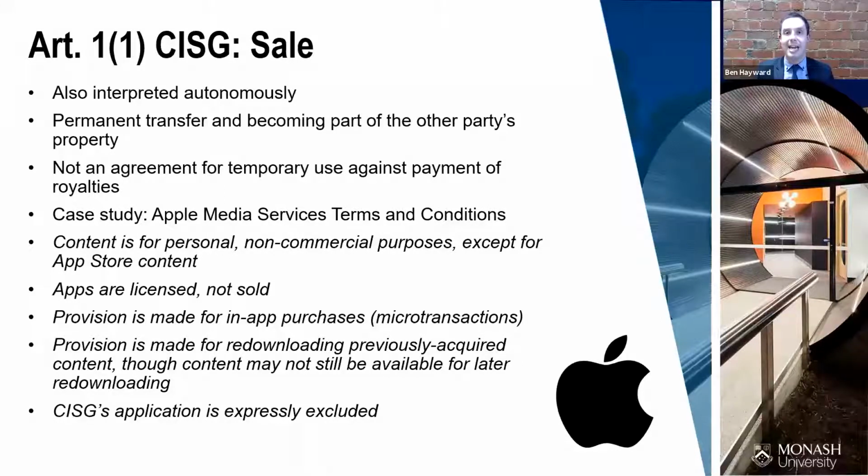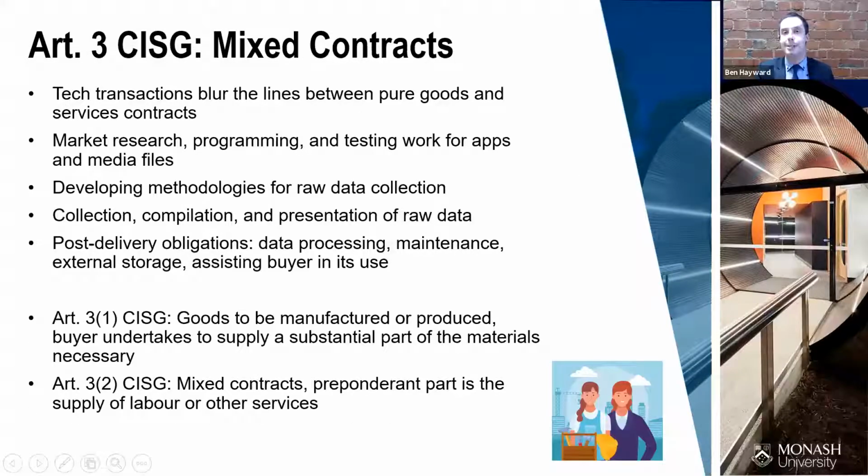that will tell us whether or not these digital assets are in principle within the CISG scope. This sale requirement will tell us whether individual contracts are or aren't within the convention's regime. And the same is true for Article 3 of the CISG and its rules on mixed contracts. These are particularly important because tech transactions are seen as blurring the line between pure goods and pure services contracts. We might often see contracts where there's both. So some of these services obligations that might be attached to data contracts are listed on the slide here.